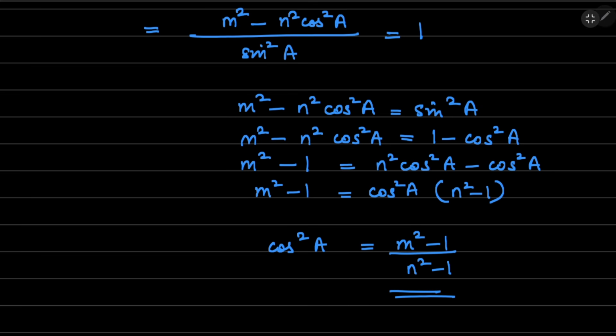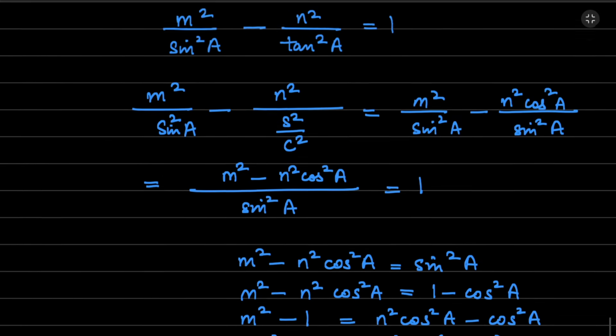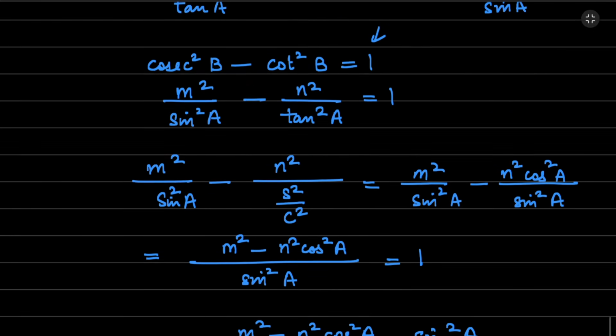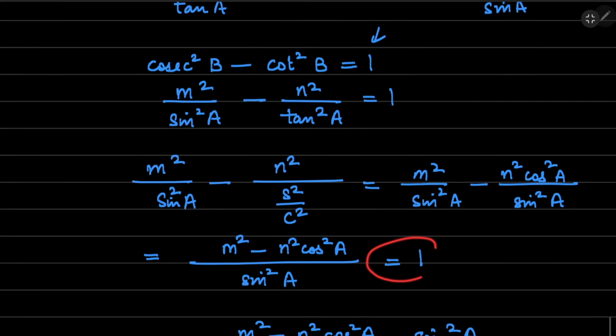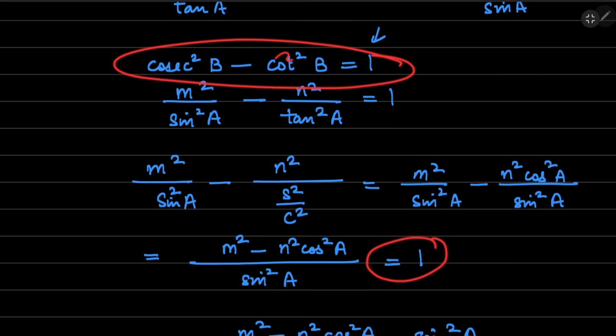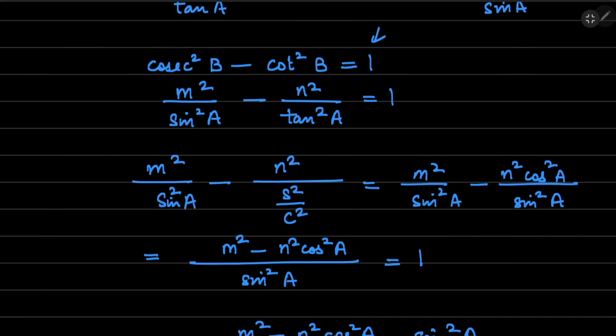You just have to rearrange, take out common, and you will be getting only cos square A as the trigonometric function here. Cos square A equal to, everything else will be in terms of m and n. So just be very careful. In between, you should know where this one is coming from. This is from the identity that we have taken. I hope it's clear.